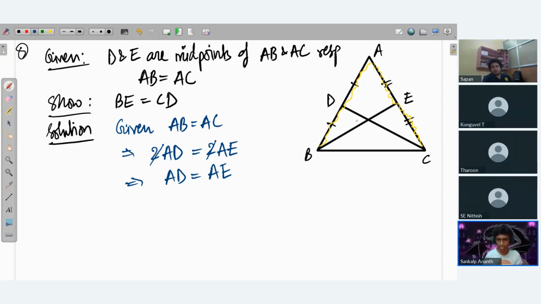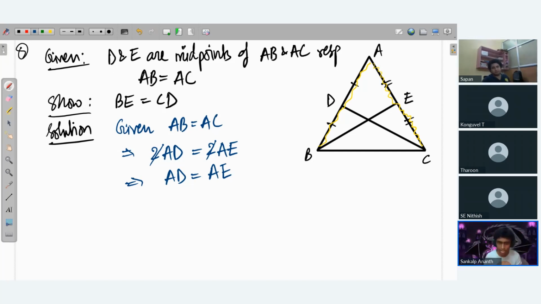Can you repeat again? AB is equal to AC, which is given. Now, D is the midpoint. What does a midpoint do? It divides the length of the segment into two equal parts. Yes, sir. The length of AB can be written as twice of AD, AD plus AD. Similarly, for AC, it can be written as twice of AE. So the 2 cancels.